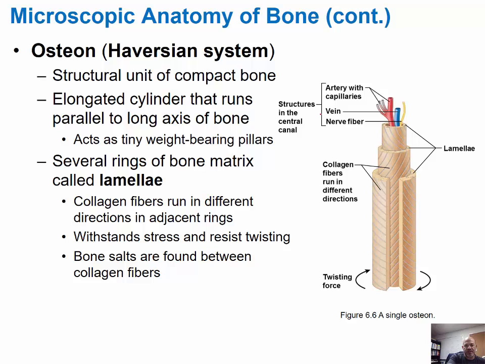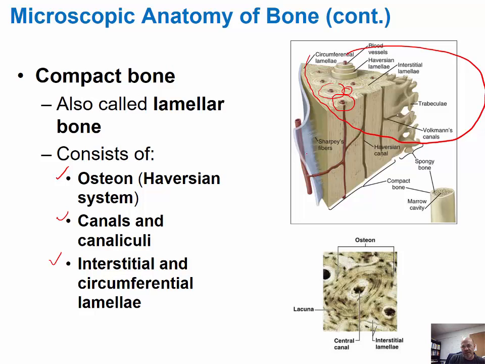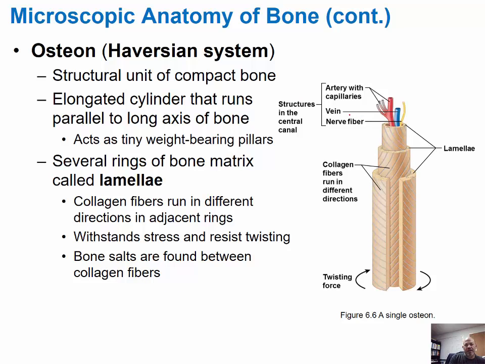We saw earlier that these osteons are going to run the length of the bone, and there are several within that compact bone sample that's in the diagram there. And it is considered a structural unit for compact bone. They are elongated cylinders that run parallel to the long axis of the bone, and they act as tiny weight-bearing pillars. And so we see a diagram of an individual one on the right. They do have several rings of bone matrix called lamellae. So lamella just means a layer.